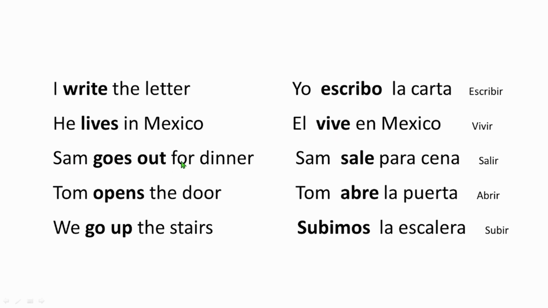"Sam goes out for dinner." So we say "Sam sale para cena." How did we do this? Salir is an IR verb. So for third person, IR is replaced with E, so it becomes sale. Cena is dinner. "Tom opens the door." "Tom abre la puerta." Abre is open, la puerta is door.